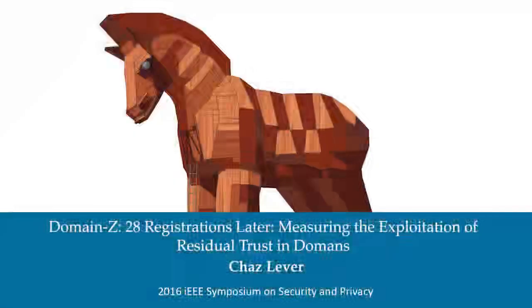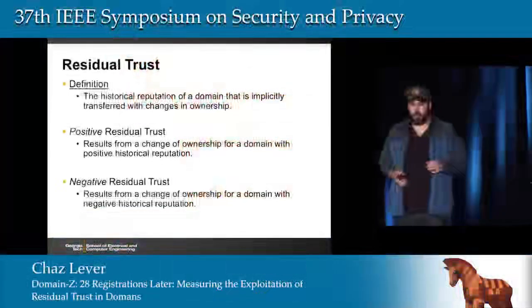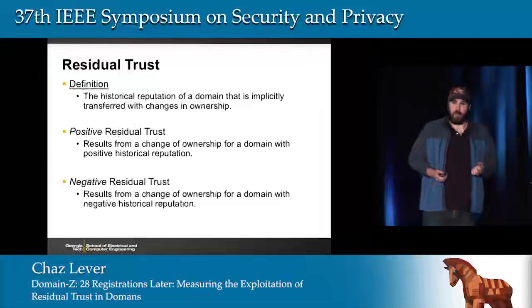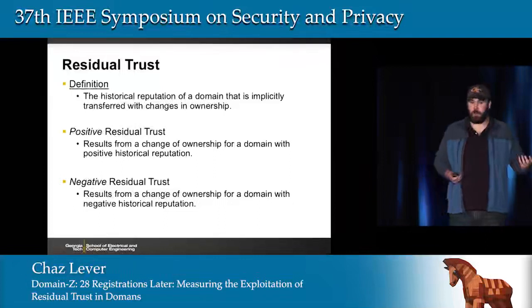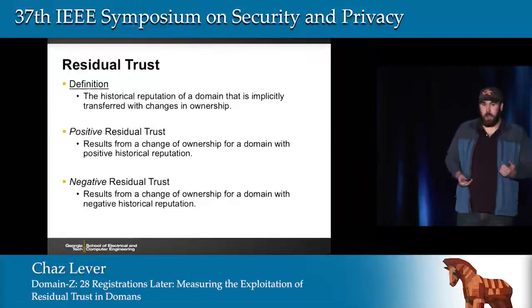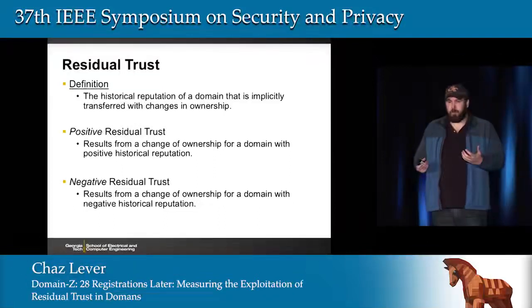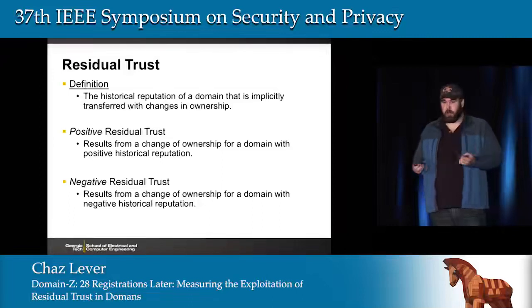So before I get started, I want to talk a little bit about what I mean when I say residual trust. It's a very simple concept. It's simply the historical reputation of a domain that's implicitly transferred with a change in ownership. And this residual trust can be either positive or negative, depending on whether the historical reputation of that domain was good or bad. And this has a number of different security concerns that result because of this. So let's look at a couple examples of those.